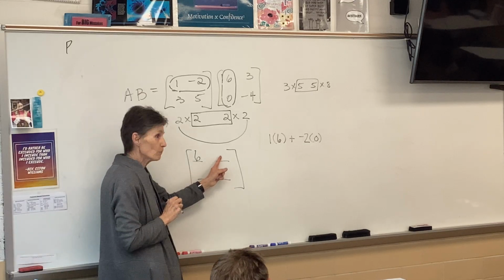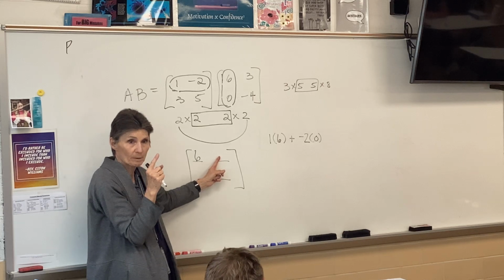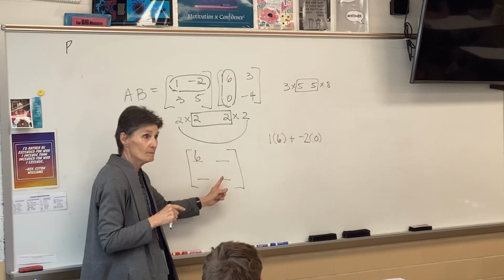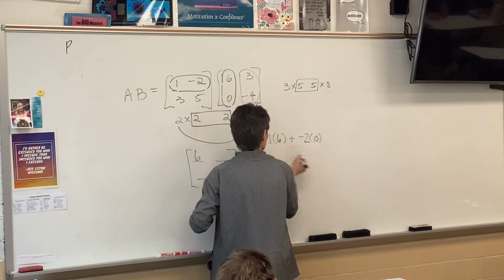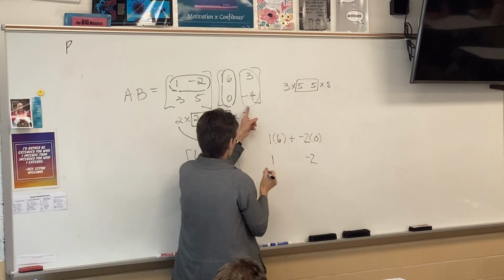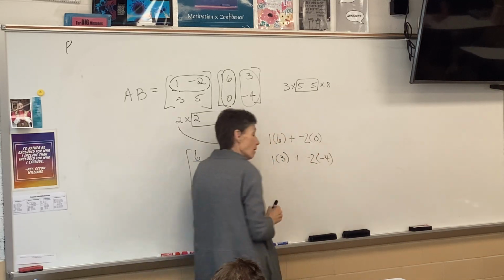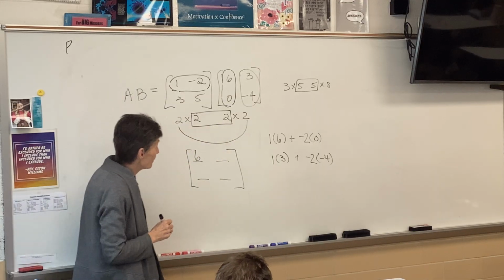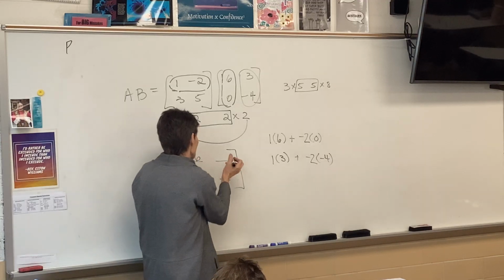Now when I move over here, I'm going to do exactly the same thing. Only now I'm going to multiply row 1 times column 2. So row 1, column 2. Multiply each pair and add them up. So it looks like that number is 11.